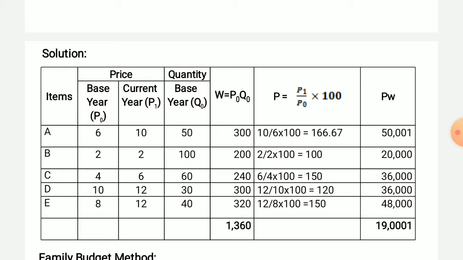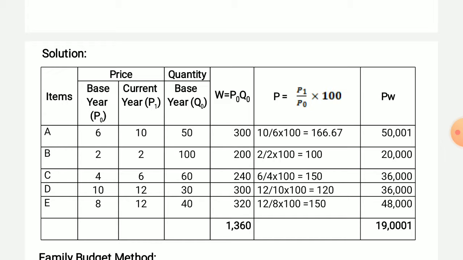So therefore with the help of these data, we can calculate W is equal to weights is equal to P0 Q0. So P0 into Q0 is equal to P0 Q0. Therefore 6 into 50 is 300, 2 into 100 is 200, 4 into 60 is 240, 10 into 30 is 300, and 8 into 40 is 320.